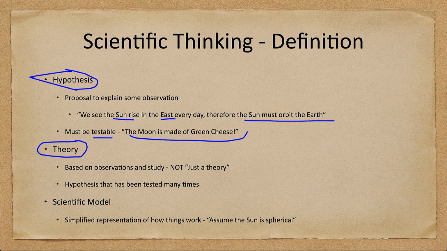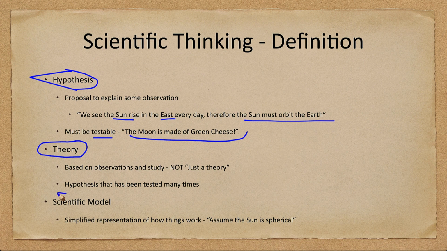Now, a hypothesis differs from a theory in that a theory is a hypothesis that has been tested many times and has stood the test of time. So when we start calling something a theory, it has been very well tested. A hypothesis is generally the beginning, and then a theory would be the next step. When you say something is just a theory, which you sometimes hear, that's really not a good way to think about it. A theory is based on years of observation and study that demonstrate that this seems to work in most situations or all situations. It's been continually tested.